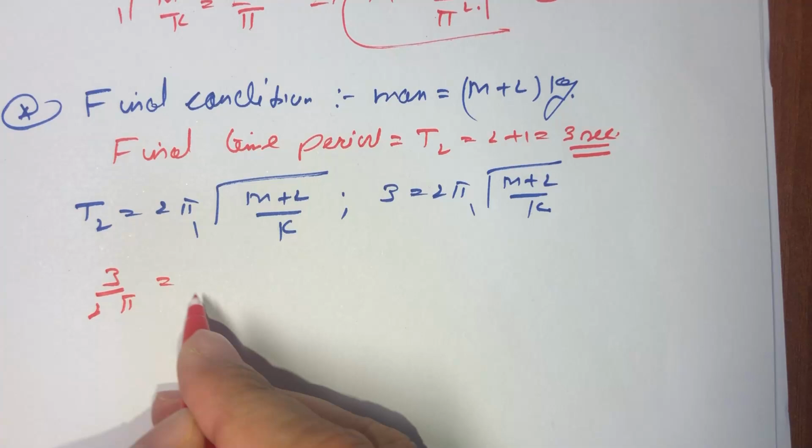So from equations 1 and 2, substituting the value of M from equation 1 into equation 2, we get k upon pi square plus 2 is equal to 9k upon 4 pi square, and this can be written as 9k upon 4 pi square minus k upon pi square is equal to 2. So we are going to solve it now.